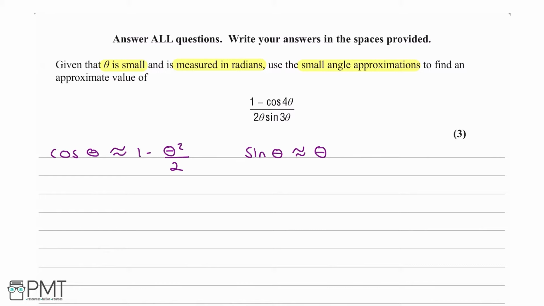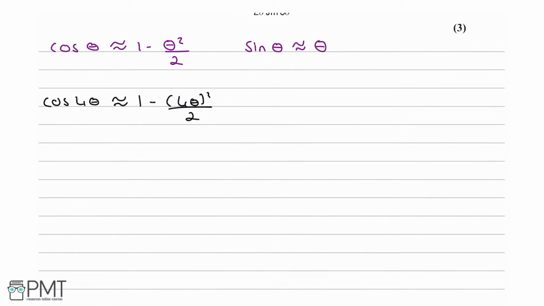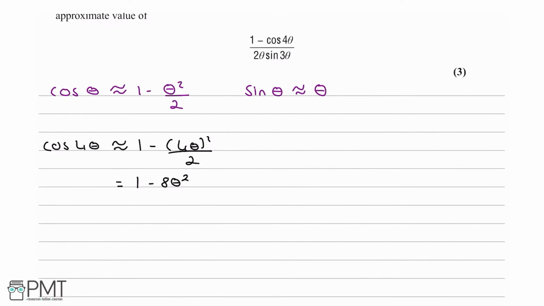Well, if we notice in the question, we have a cosine 4 theta as indicated by the pointer. So let's start by solving for cosine 4 theta. So cosine 4 theta would be approximately 1 minus (4 theta) squared all over 2. Then this in turn equals 1 minus, well, 4 theta squared gets you 16 theta squared. 16 theta squared divided by 2 gets you 8 theta squared. Now, sine 3 theta is approximately 3 theta.